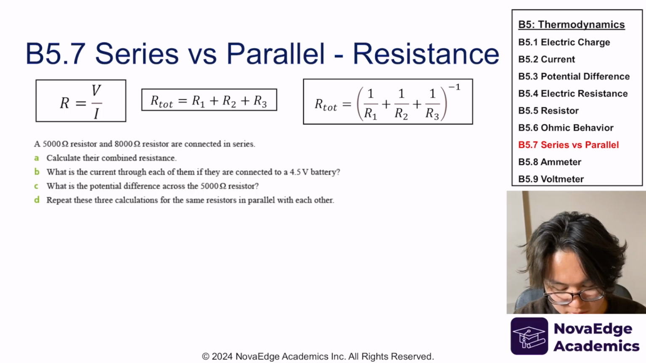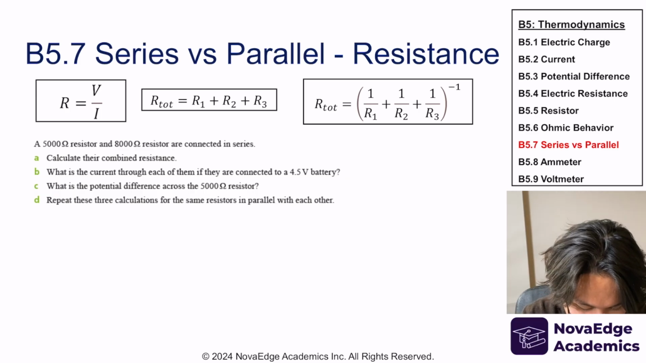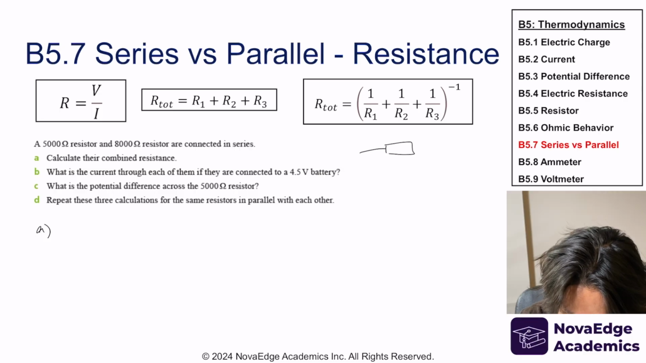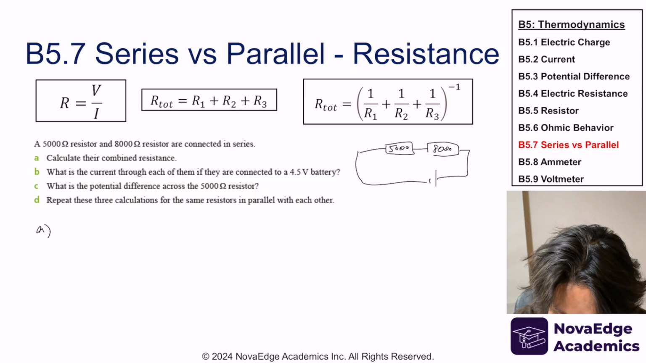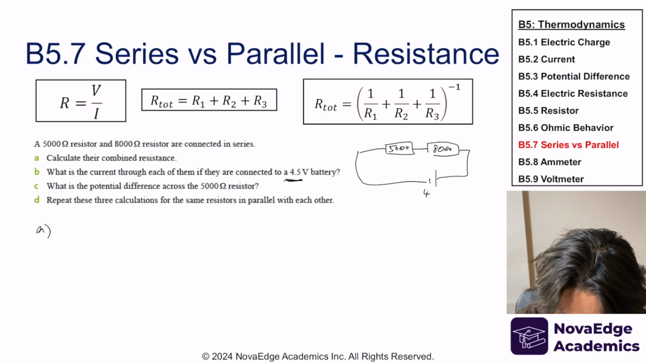Alright, so this one is actually a bit simpler. So I just have two resistors connected in series. So calculate their combined resistance. So first let me draw it. So 5,000, 8,000. Okay, and it's connected to a certain battery. I'm actually not given the voltage. I'm actually given in part B, so I'm just going to write it here. So calculate the combined resistance.